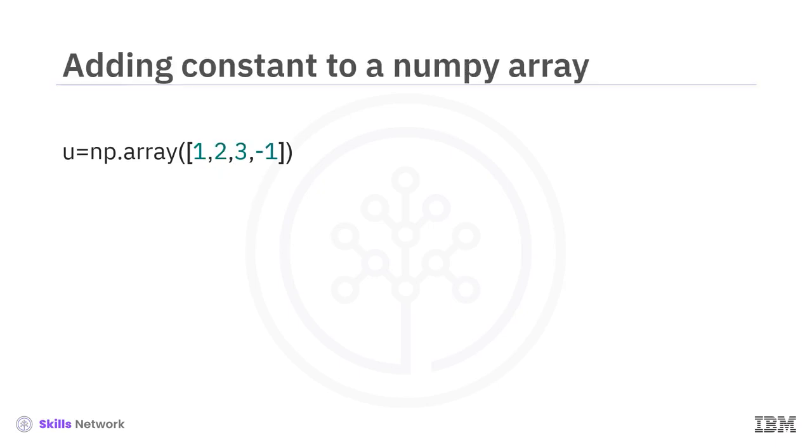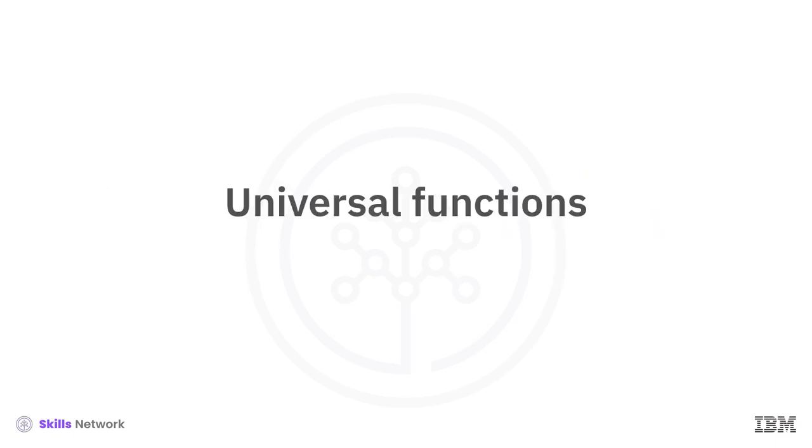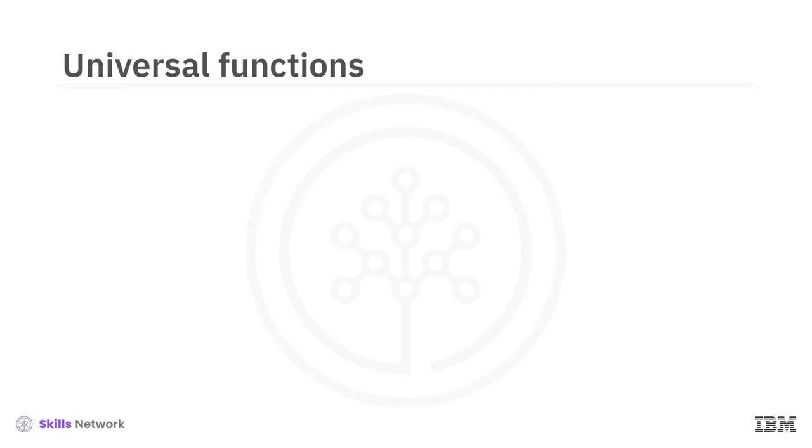Consider the array u. The array contains the following elements. If we add a scalar value to the array, NumPy will add that value to each element. This property is known as broadcasting. A universal function is a function that operates on ND arrays. We can apply a universal function to a NumPy array.